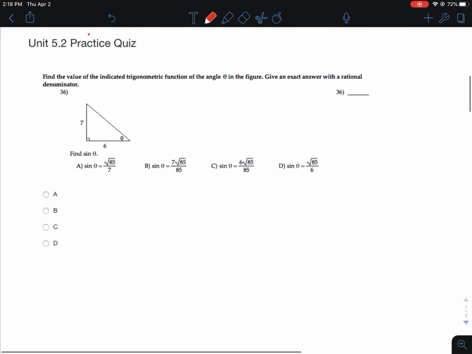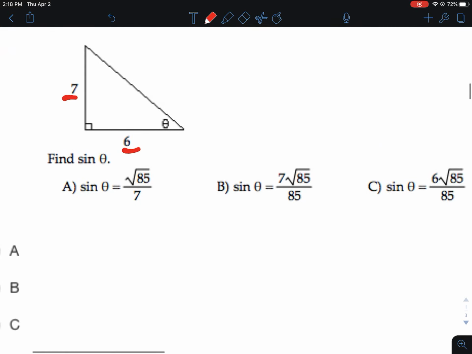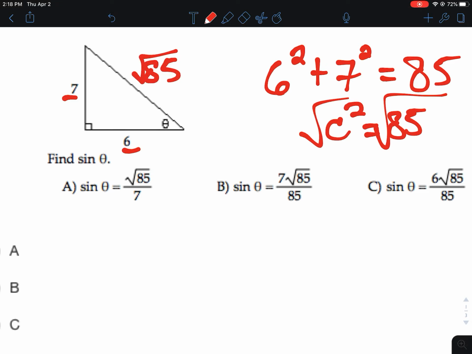All right. For the second ones here, maybe number 3, I think this was, it says find the value of the indicated trig function. Give an exact answer with a rational denominator. So that means no square roots in my denominator. They've given me a triangle where the sides are 6 and 7. If I want to know the hypotenuse, I'm doing Pythagorean theorem, which gives me 85. So if c squared equals 85, then the hypotenuse is the square root of 85.